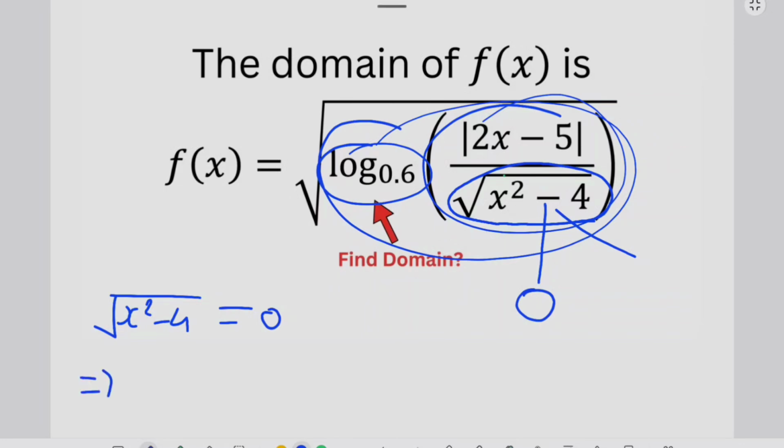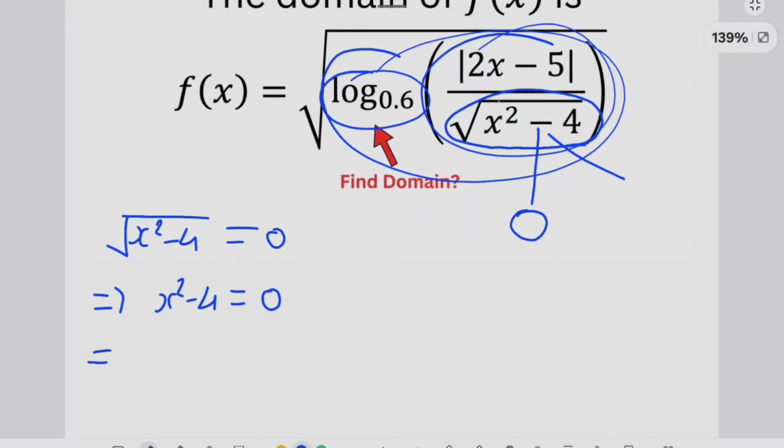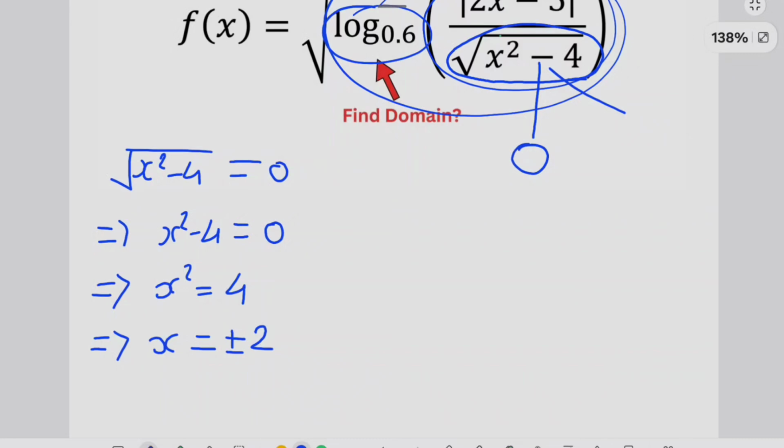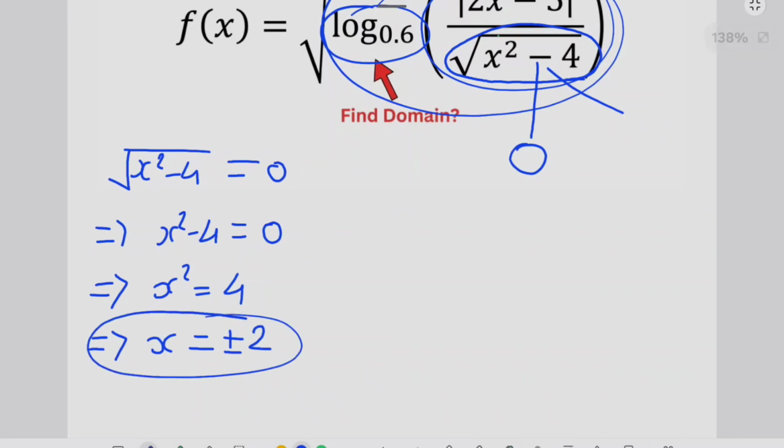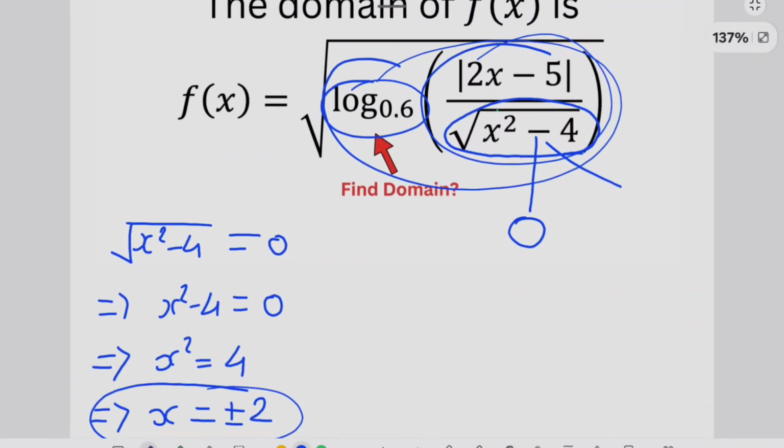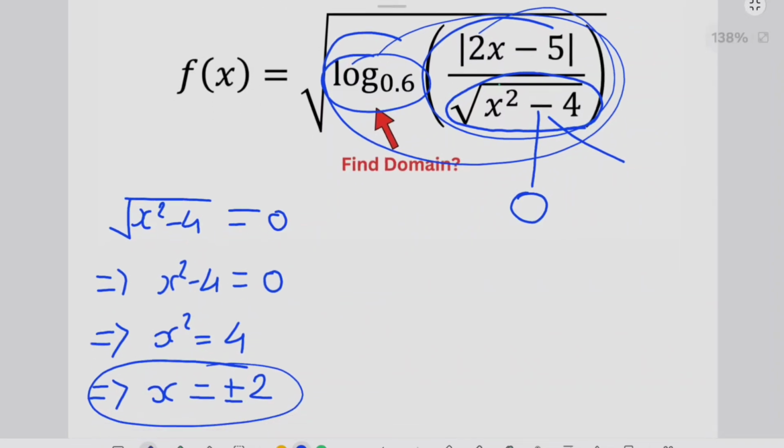So the answer is, square both sides, then we will get x square minus 4 is equal to 0. Then x square is equal to 4. Then take square root on both sides, then x will be plus and minus 2. Okay, so here we have to remove x is equal to plus or minus 2 from this.